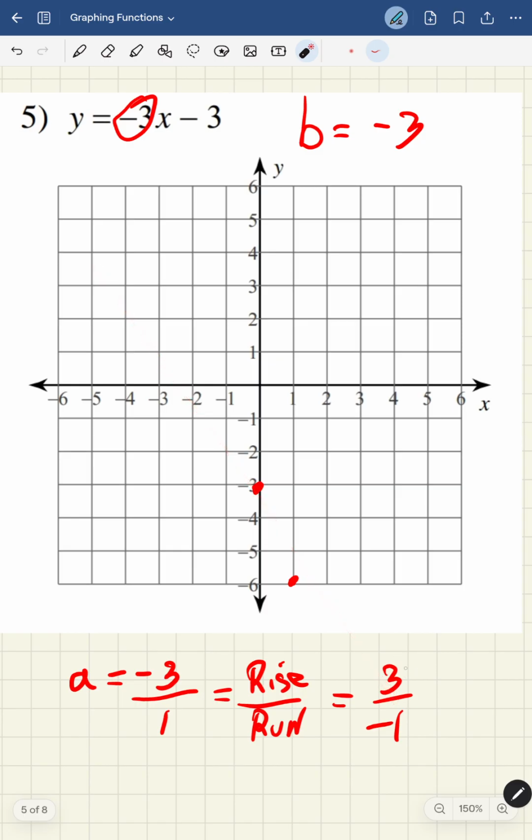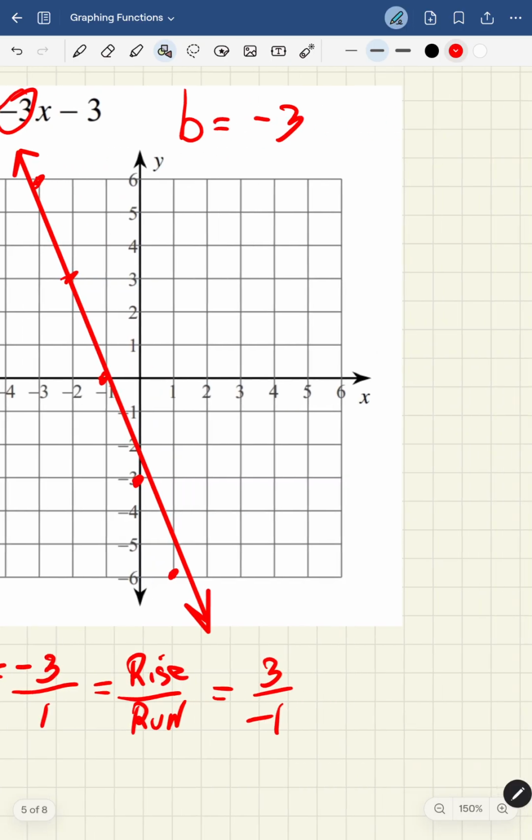But let's do this one. Let's go up 3, left 1. So let's go up 3. 1, 2, 3, 1 will be here. So there are my points, and now I'm going to connect them with a line. See if I can get it to go right through. Oh, I almost did it. With a ruler, you should connect them, and it should be a straight line. It's a linear function.